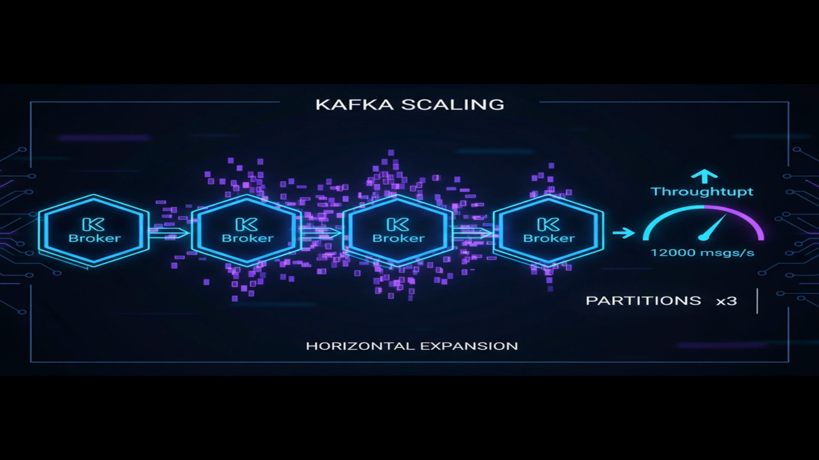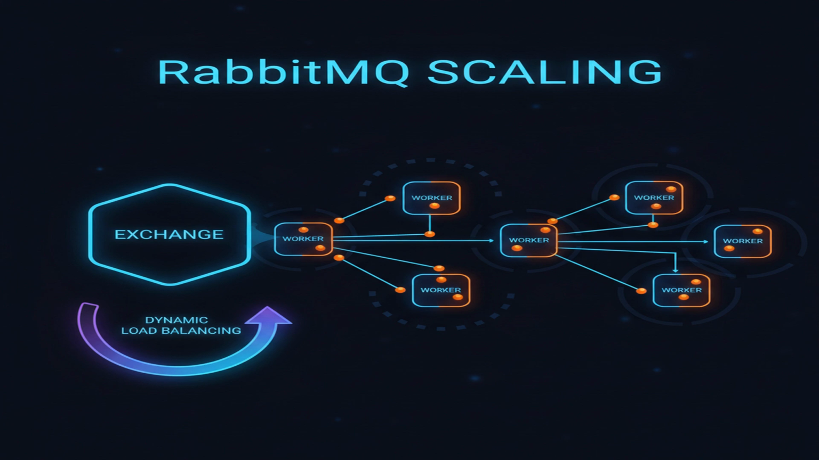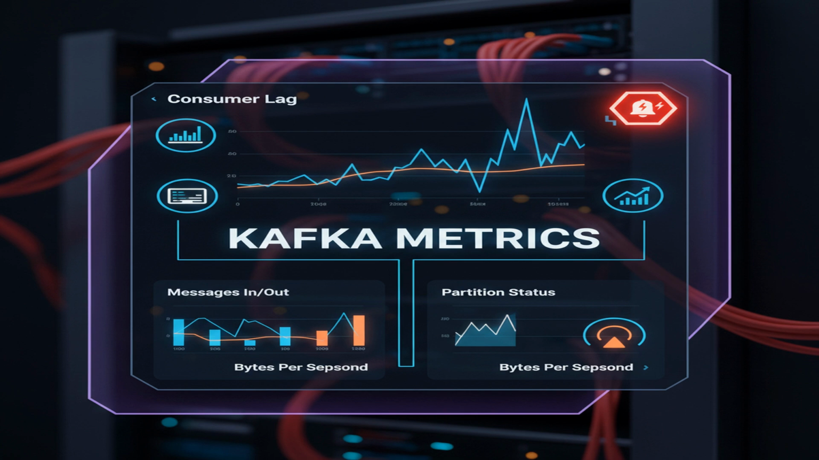So how do they scale? Kafka scales horizontally by adding more brokers and partitions, making it a beast at raw throughput for large-scale, sequential data processing. But what if you need complex logic, not just raw speed? RabbitMQ also scales horizontally, but its strength is in managing intricate routing and distributing work to many small consumers.